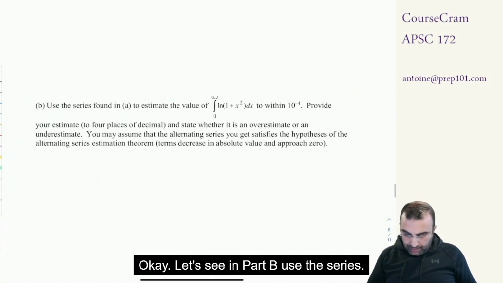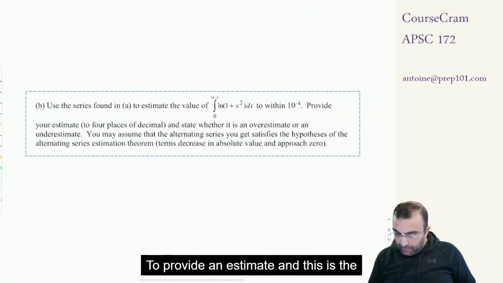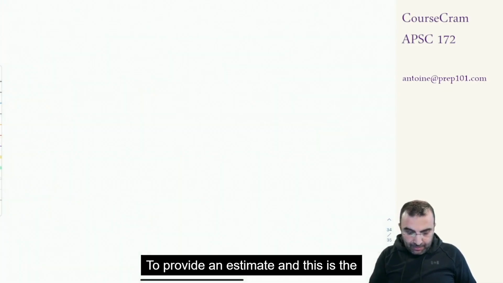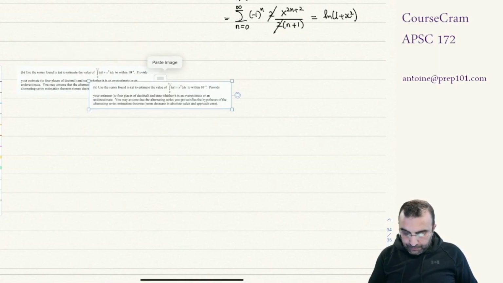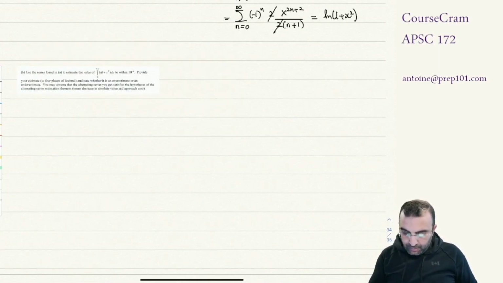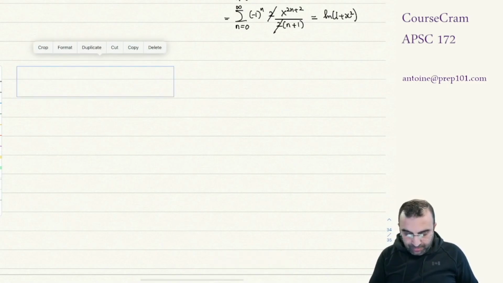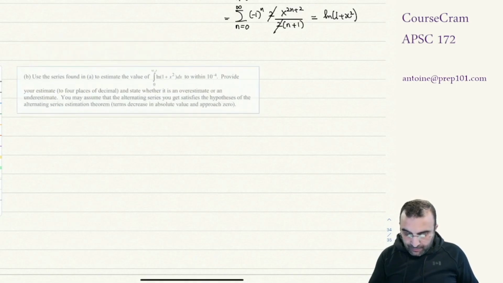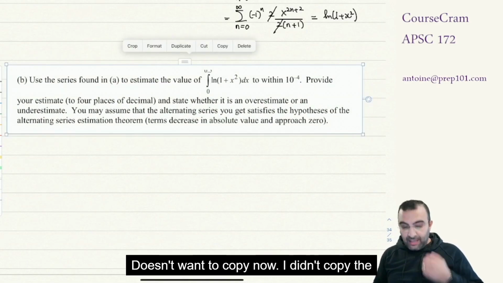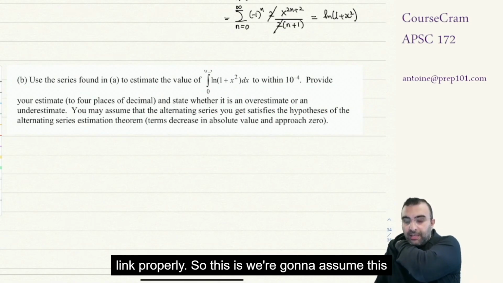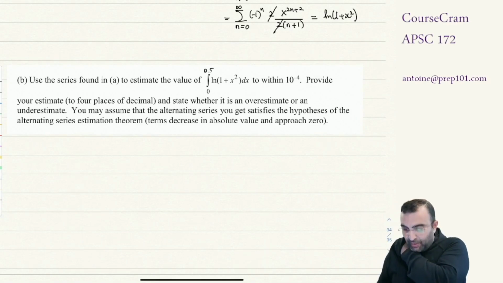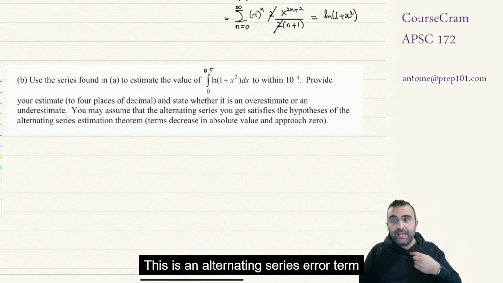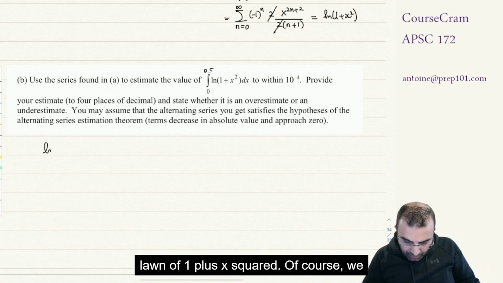Okay, let's see part B. Use the series to provide an estimate, and this is the alternating series error term. Now I didn't copy the limit properly, so we're going to assume this is 0.5. So this is an alternating series error term, ln(1 + x²).